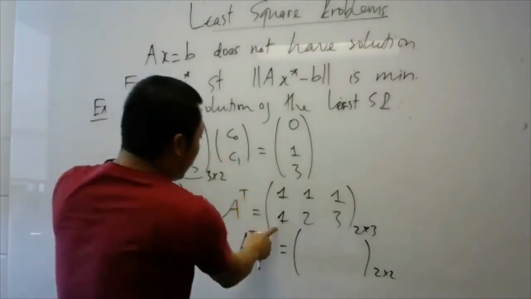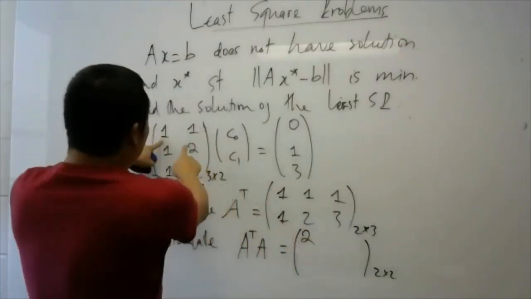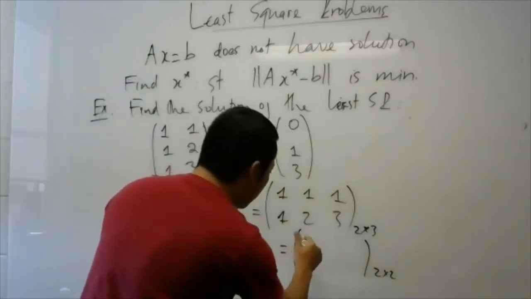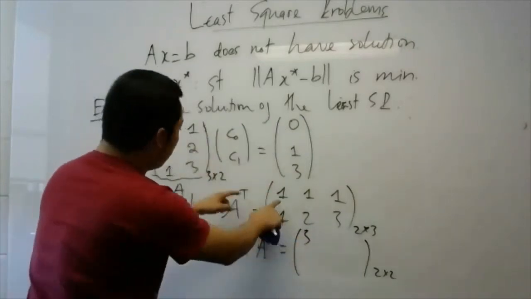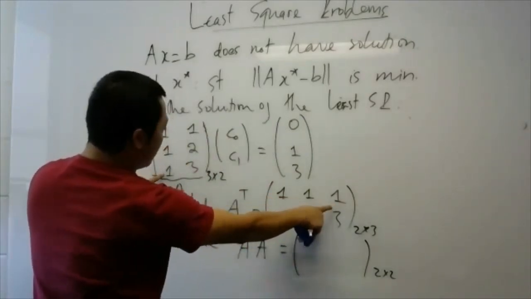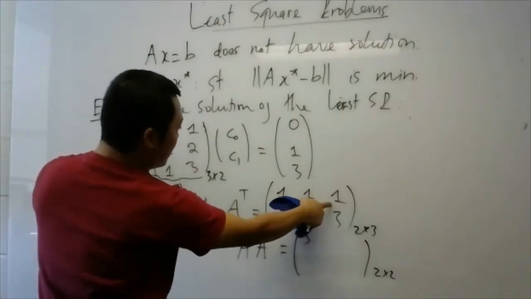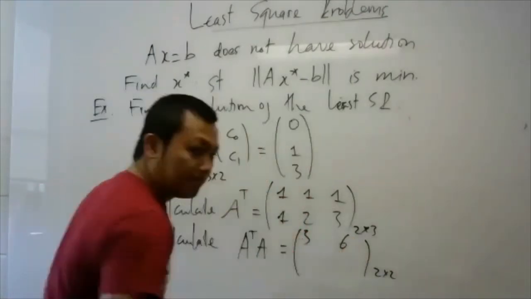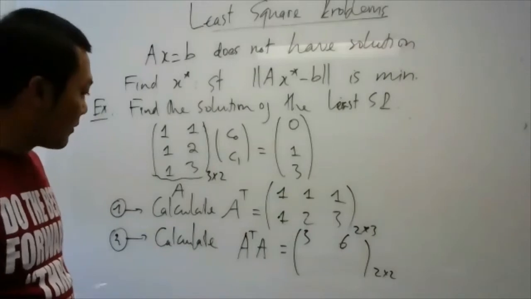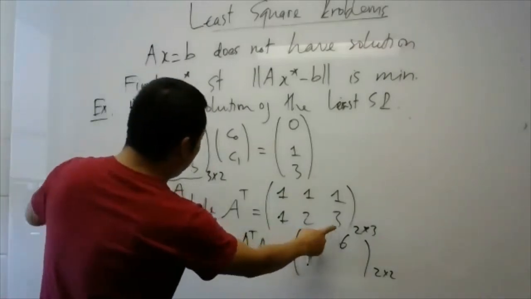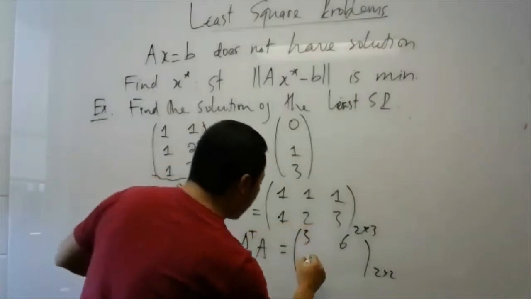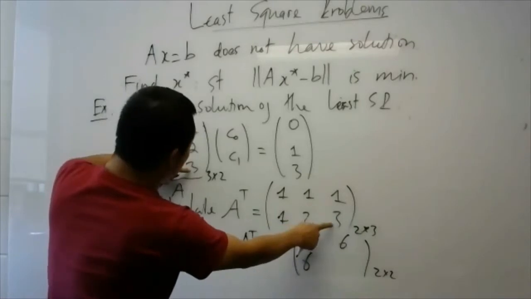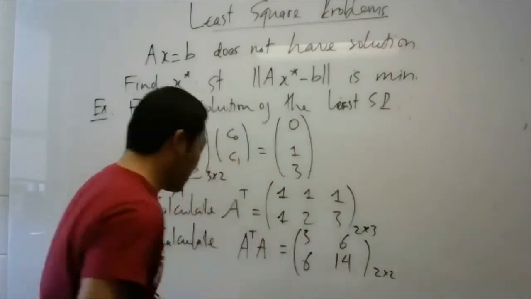So the first with the first, 1 with 1 plus 1 with 1 plus 1 with 1 is 3. And then I take the first row with the second column here. 1, 2, and 3 will give me 6, right? Make sense? Yep. And then 1, 2, 3 with 1, 1, 1 I get 6 in here. And then 1 plus 4 plus 9 is 14. So that is my A transpose A.